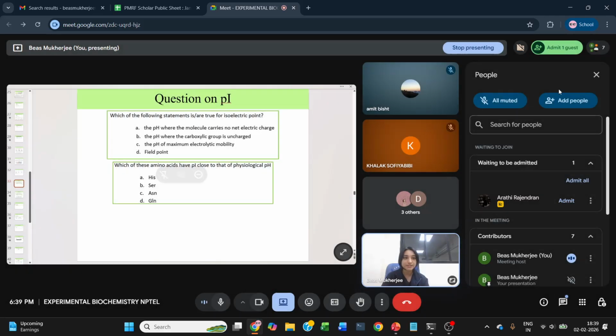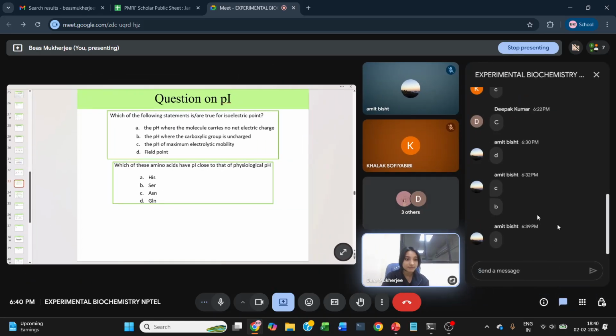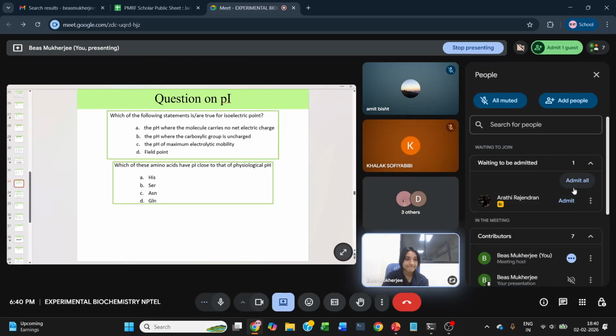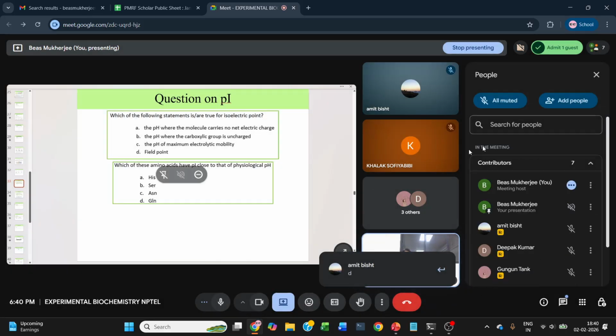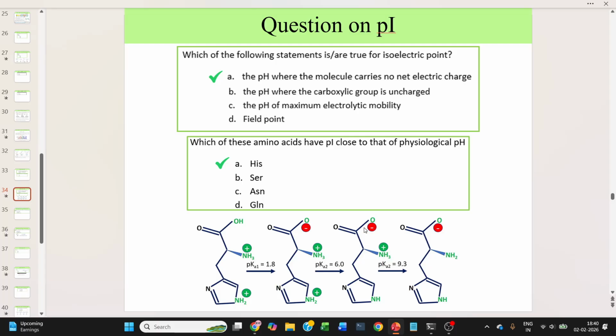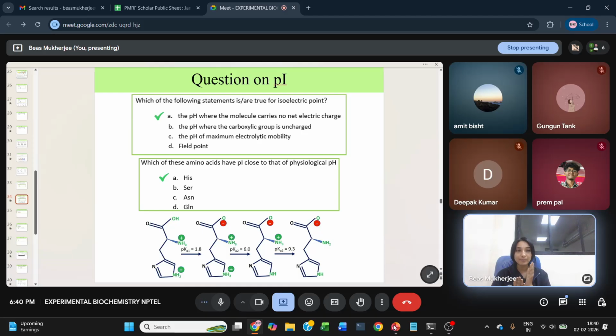We have new people joining. Try answering the second question as well. Okay, so you are saying that the answer to the second question is D. Okay, let's see. Right. So for the first question, what is the isoelectric point? The isoelectric point is the pH at which the molecule carries net zero charge. That is true. That we understand. Good. Now we look at the other options.